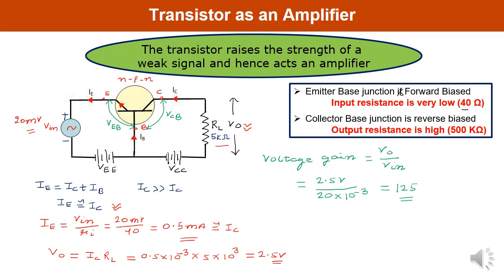It means from here you can observe you have calculated A, or voltage gain, which is 125. It means the input signal strength, which was 20 millivolt, has been amplified 125 times, and you are getting an output of 2.5 volt. This is how you can explain that the transistor can work as an amplifier.